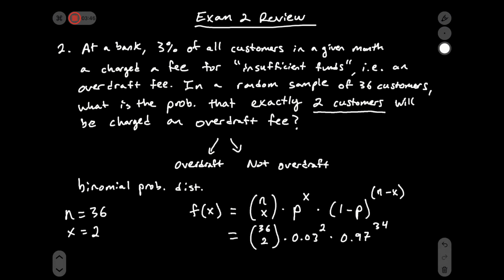You should be familiar with how to do these types of operations. And in this case, we'll say the probability is approximately 0.1585. Or you can think of this as a 15.85% probability that exactly 2 customers out of this random sample of 36 will be charged an overdraft fee this month.